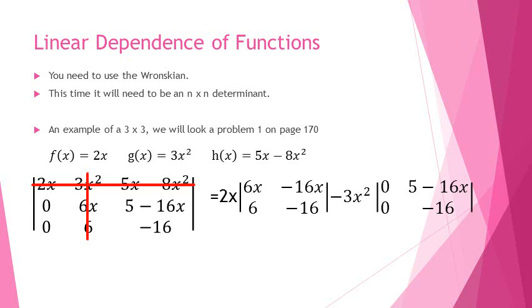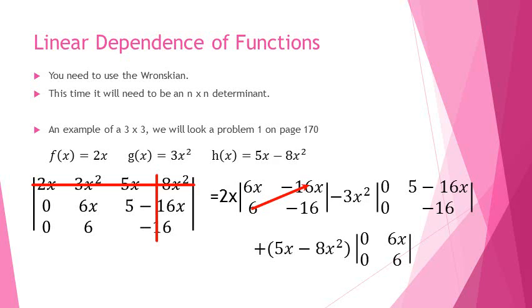That gives me this factor times this cofactor. And then I'll do the same thing for the third one. I'll cross out the first row and the third column. That leaves this as my multiplication factor. And since it's the third one, it's plus. I have this cofactor, whatever is left here.